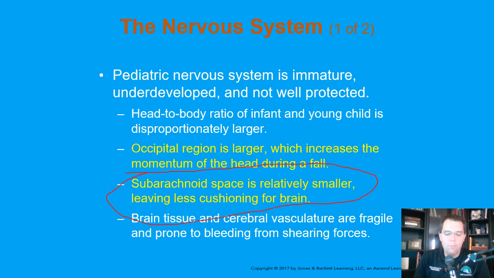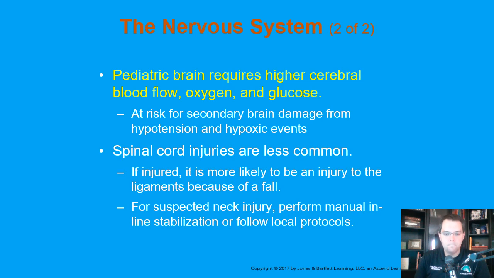Their vasculature and their brain tissue itself is less developed. It is more brittle, and so shearing forces can cause bleeding in the brain, and they can't compensate as well as an adult can for that. They're also more sensitive to changes in oxygen and blood flow, which kind of go hand in hand, and glucose. So a diabetic child may have a brain injury quicker because of that. A hypoxic event, be it from an illness or an injury or an overdose, is more likely to lead to a secondary brain injury faster.